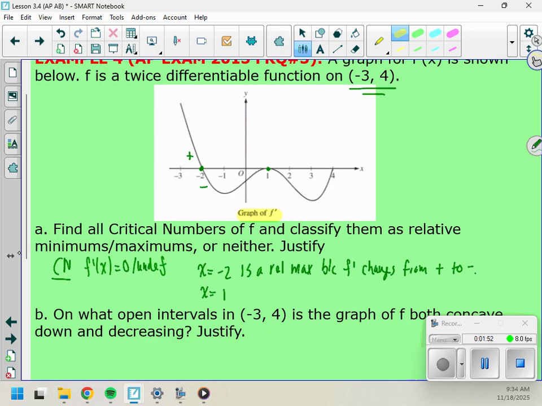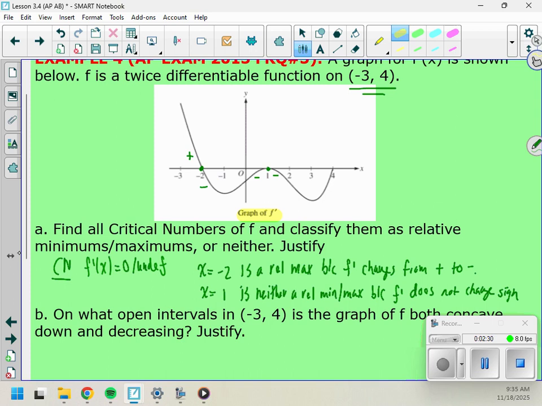Now notice how it stays negative on either side of the critical number. f prime stays negative. So that means x equals 1 is neither a relative min or max because f prime does not change sign. Since we have no sign change, we can't really say that that is going to be a relative min or max. Okay, so that's the first part, part A.